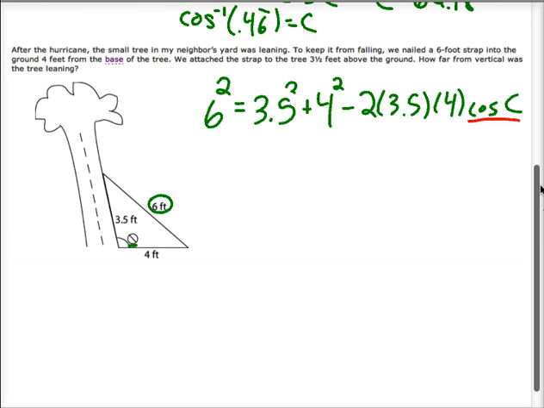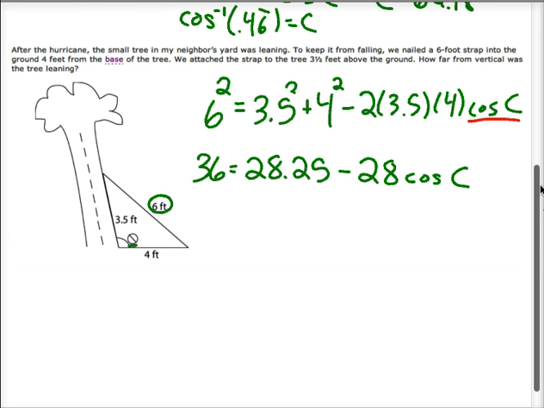So that means I have to get everything else kind of solved for. So I'm going to get all of these to just be numbers. So 6 squared is 36. 3.5 squared plus 4 squared, I turn that into a number, just 28.25. I multiply the 2 with the 3.5 and the 4. I combine those together to give me 28. All right, so I'm just cleaning up all the numbers. I subtract that 28.25 from both sides.